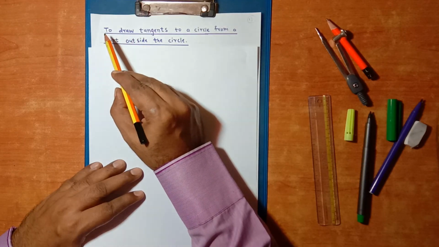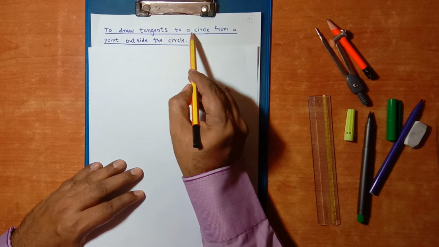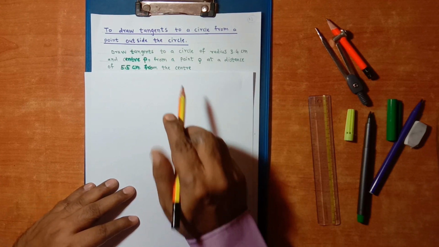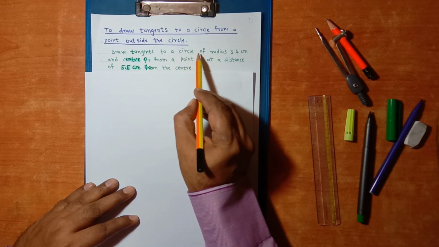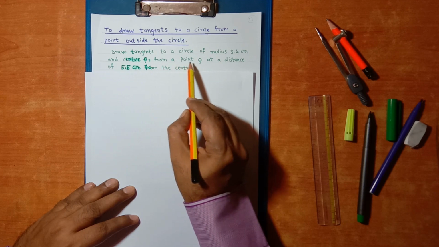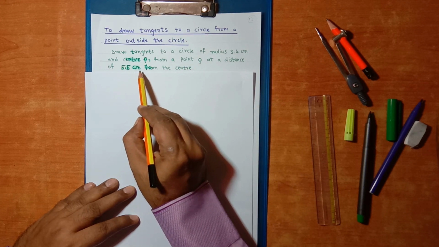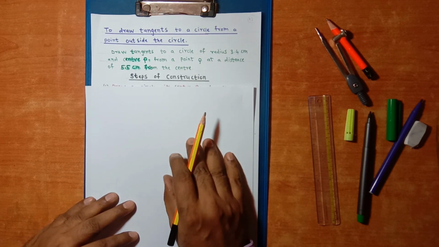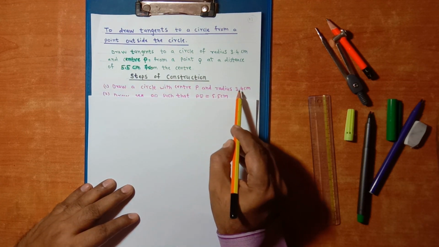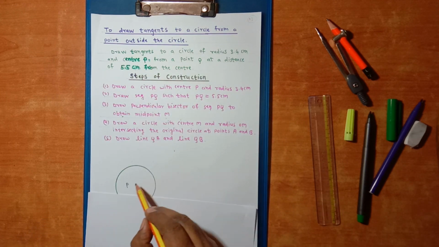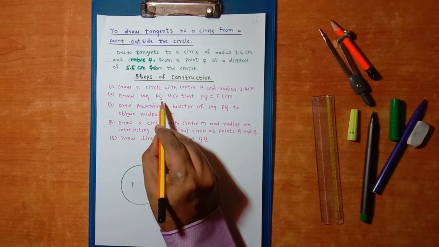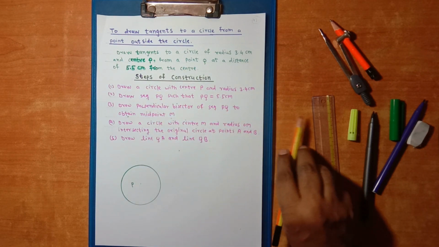Now we will study how to draw tangents to a circle from a point outside the circle. Draw tangents to a circle of radius 3.4 cm and center P from a point Q at a distance of 5.5 cm from the center. Steps of construction. Draw a circle with center P and radius 3.4 cm, and draw segment PQ such that PQ is 5.5 cm.